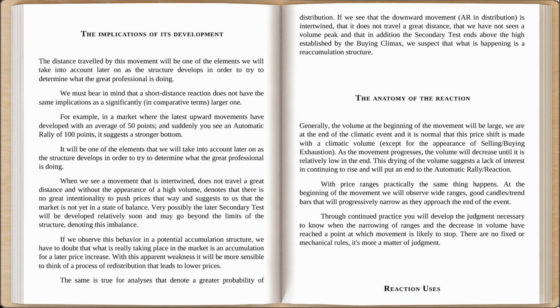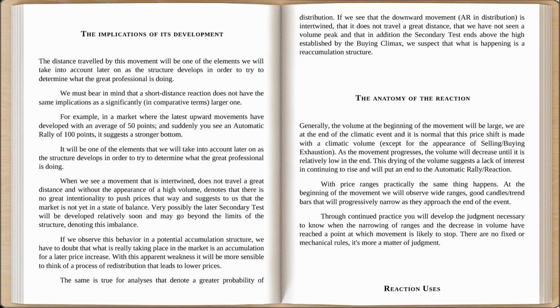When we see a movement that is intertwined, does not travel a great distance, and without the appearance of a high volume, it denotes that there is no great intentionality to push prices that way and suggests to us that the market is not yet in a state of balance. Very possibly the later secondary test will be developed relatively soon and may go beyond the limits of the structure, denoting this imbalance. If we observe this behavior in a potential accumulation structure, we have to doubt that what is really taking place in the market is an accumulation for a later price increase.